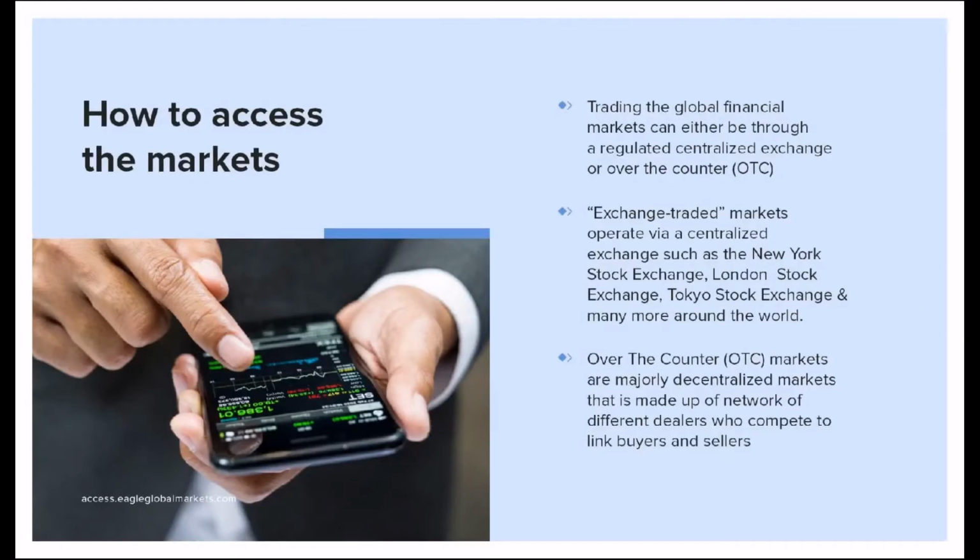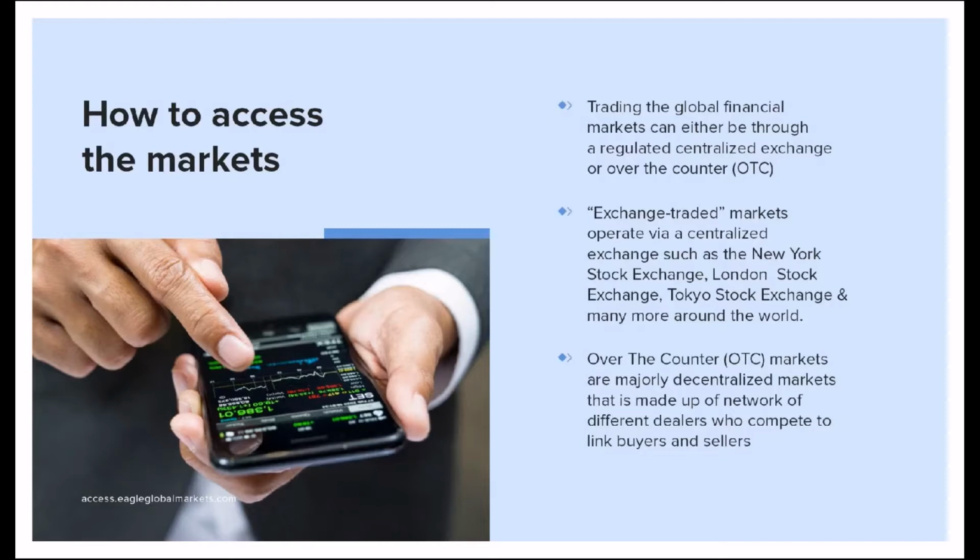So how do you access the global financial markets? Trading the global financial markets can either be through a regulated centralized exchange or over the counter. Let me quickly break down these two things. Regulated centralized exchanges such as the New York Exchange are a physical place where you can go and gain access to who you are buying and selling from, while OTC means you have to go through a dealer to get to your buyer or go through a dealer to get to your seller.